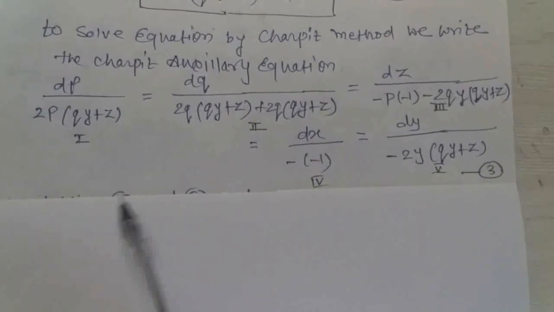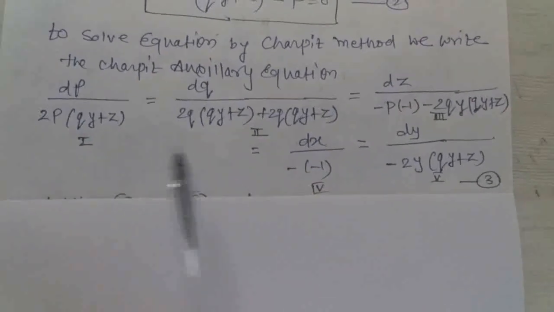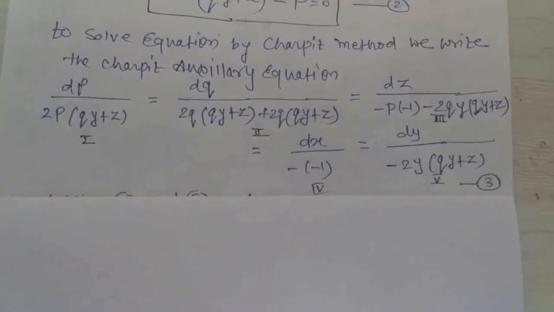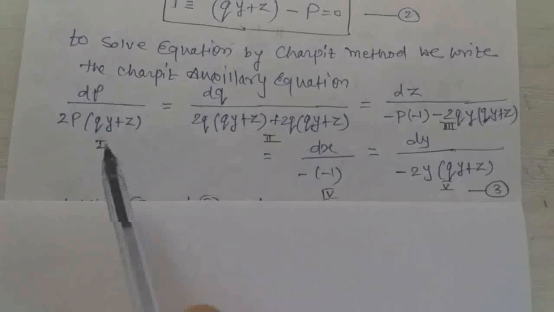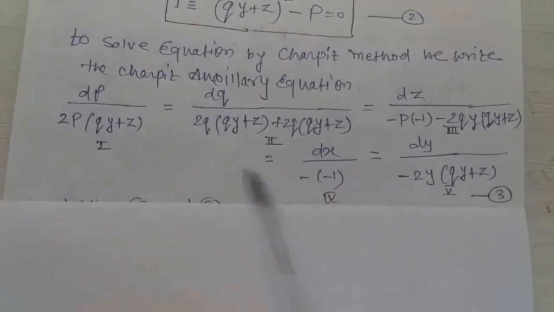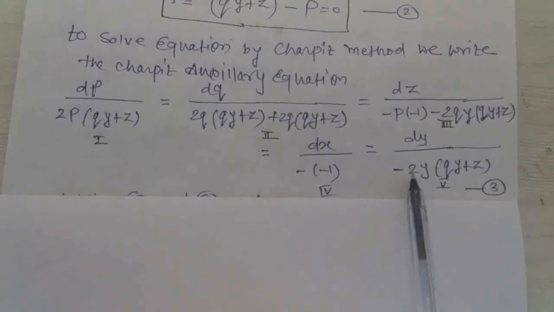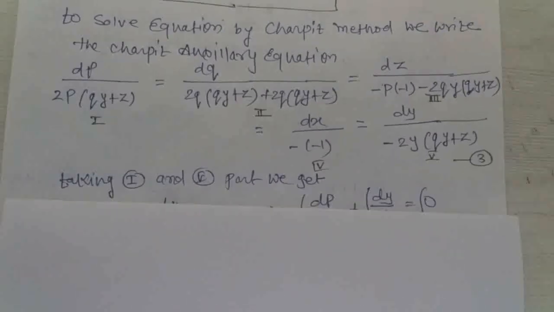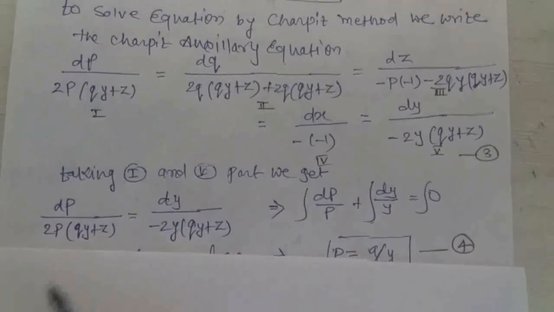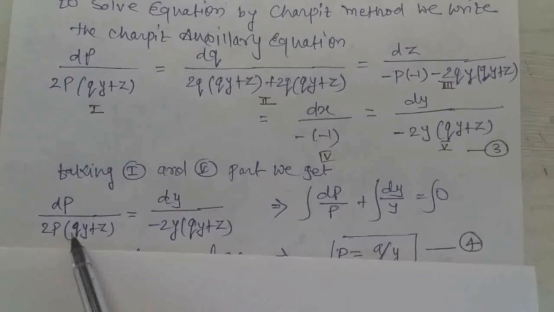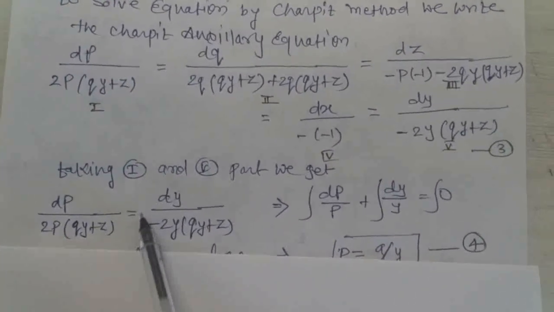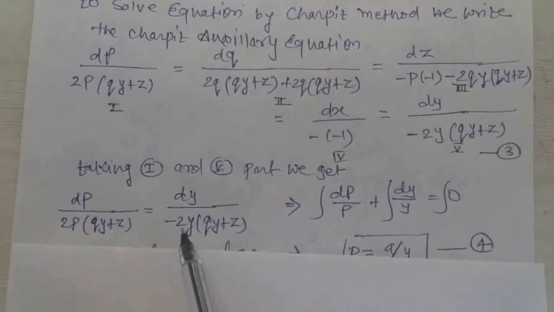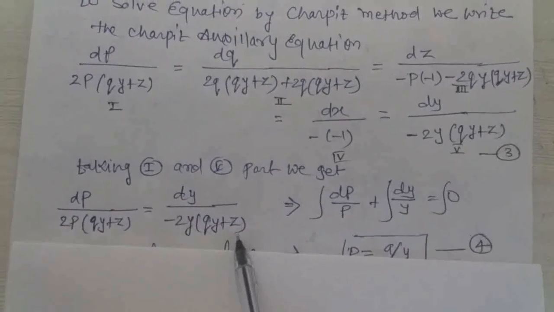Now from this equation, out of these 5 parts, we take 2 parts which can be integrated. So we take the first and fifth part, because in the first and fifth part we can separate the variables as follows. So the first part is dp upon 2p times qy plus z, equal to the fifth part, dy upon minus 2y multiplied by qy plus z.